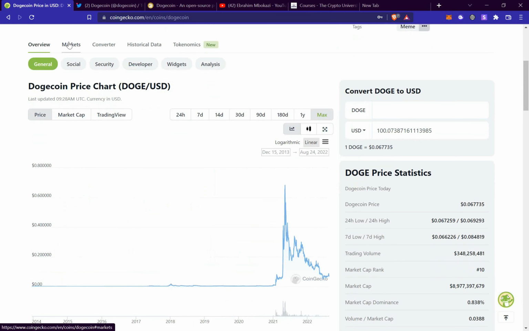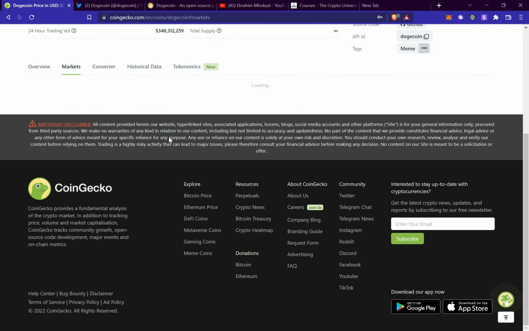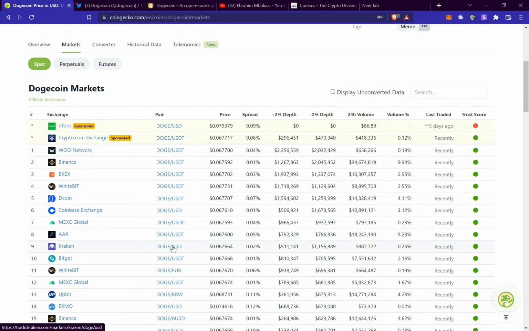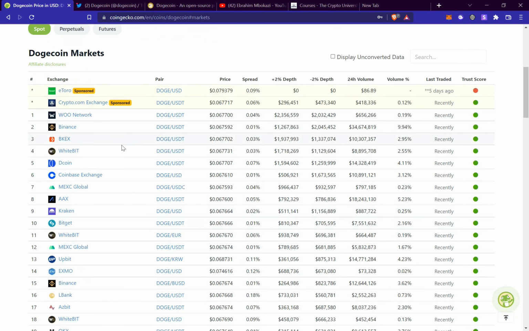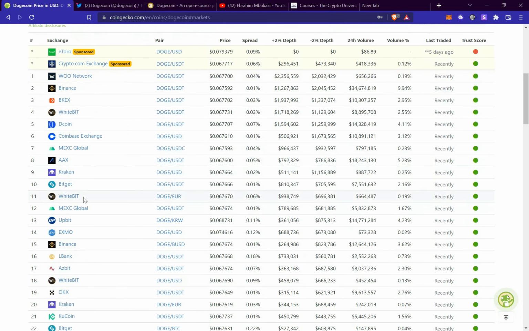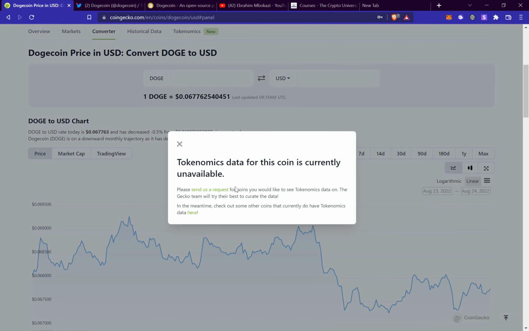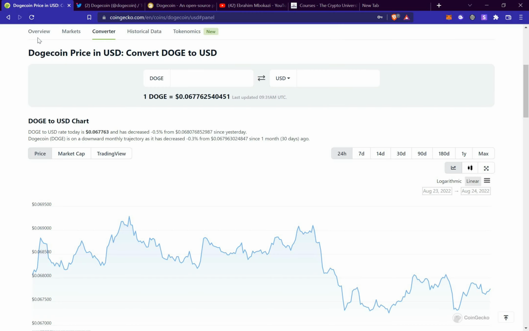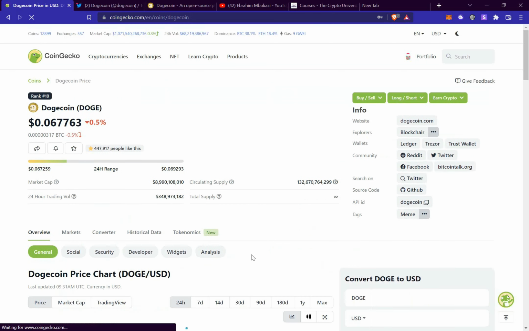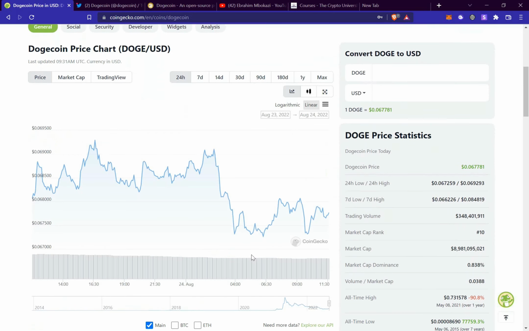And over here we have markets. On markets, that's where you are going to find exactly which exchanges Dogecoin is listed on. We can see that it's listed on WOO Network, it's listed on Binance, and all these other exchanges. This is where you can go to purchase some Dogecoin. Now they just added tokenomics, but this is currently unavailable, but at a later stage it will be available, and this will be very beneficial to people that want to understand the tokenomics of a certain project. I feel that's going to be very helpful rather than having to go to the website and reading the white paper.